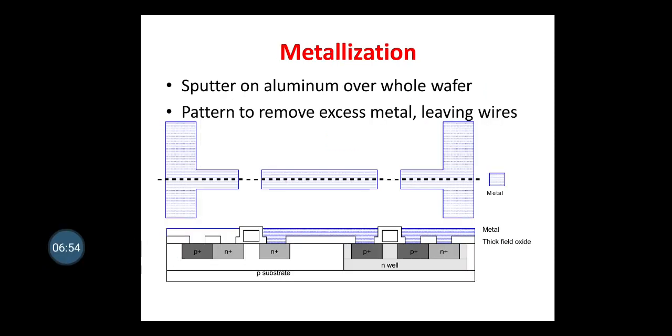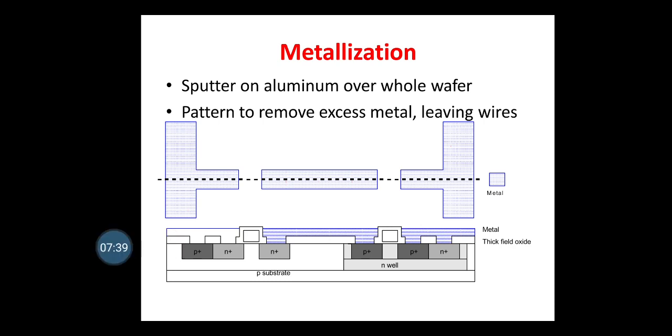And the next step is metallization. So once the specimen copy of IC is formed, then the metallization is done. Sputter aluminium over the whole wafer, then pattern to remove excess metal, leaving wires. So due to metallization, the input output connections are made.